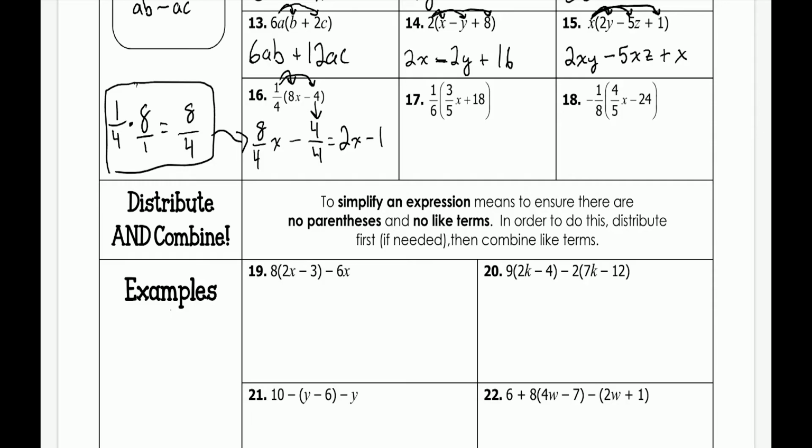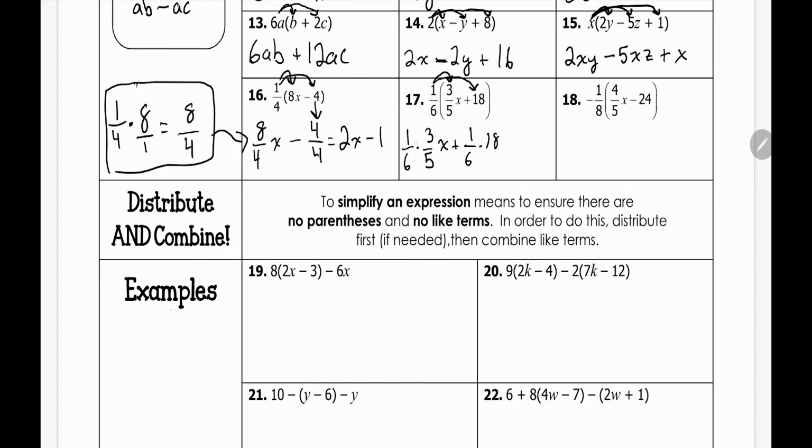Moving on to number 17, we have another fraction. So we have 1/6 multiplied by the quantity 3 over 5x plus 18. So we're going to take the 1/6 and we're going to distribute it onto everything inside. So 1/6 multiplied by 3 over 5x plus 1/6 multiplied by 18.